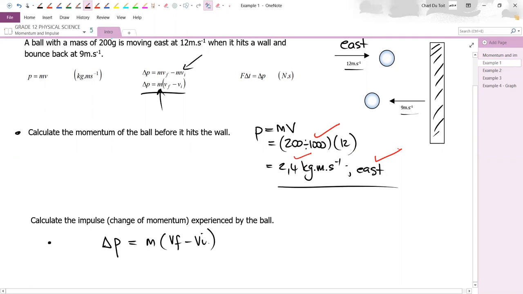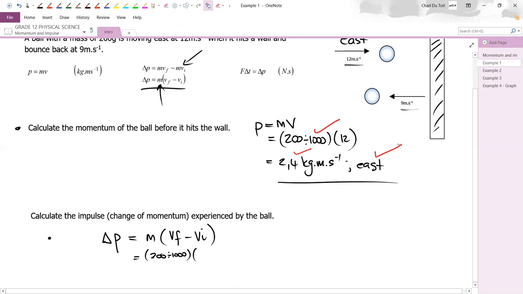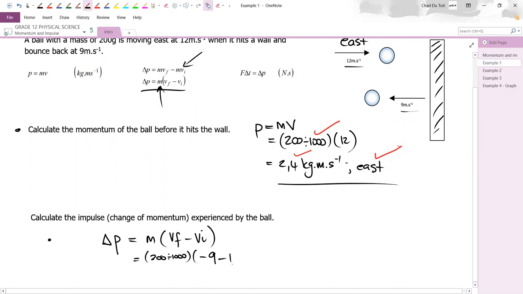Right. What's the mass? 200 divided by 1,000, or you could just write 0.2 if you've not done it in the calculator. What is the final velocity? Kudos if you get it right. 9 is wrong. Why is 9 wrong? 9 is almost right. It would be 9 meters per second west, which would be a negative. It will be negative 9. Remember, we've chosen east as positive, so any velocity in a western direction will be negative. So it's negative 9 minus the initial, which is positive 12.